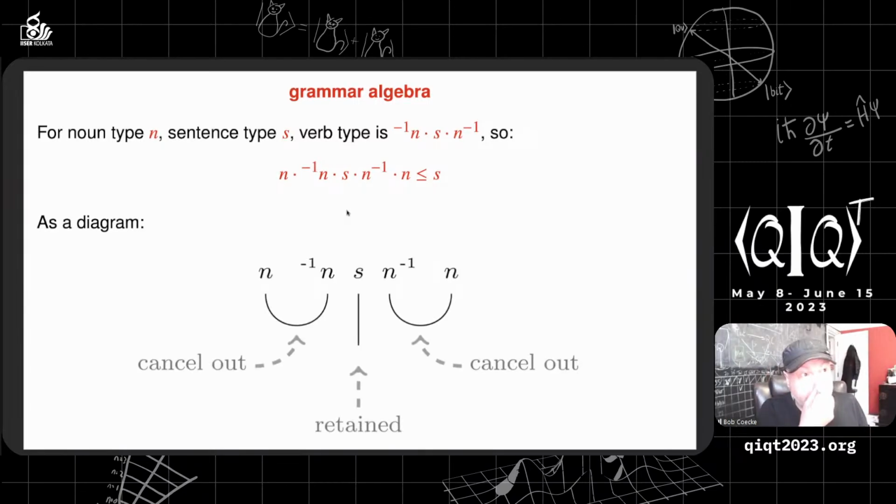Now, the important thing is you can actually represent this calculation using a diagram. And the sort of annihilation of this n and this anti-n, so to say, we can represent this by a cup-shaped wire. Same here, same on the right-hand side, we can cancel them out via a cup-shaped wire, and the sentence type is retained, it continues.